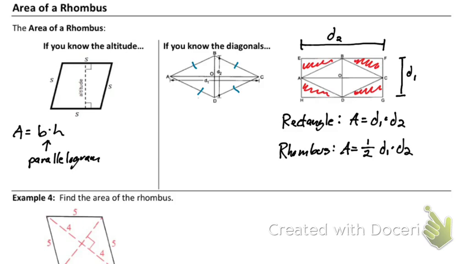Is that also the case right now? You sure? Okay. So in this one, you don't need to know the base or the height. You just need to know both diagonals. So be very careful what information they give you on a problem. If they give you both diagonals, you have to use this half diagonal 1 times diagonal 2. If they give you the altitude, then we're going to do base times height.